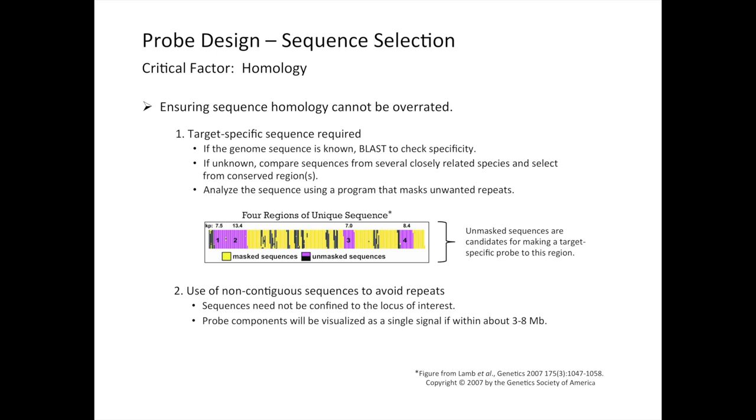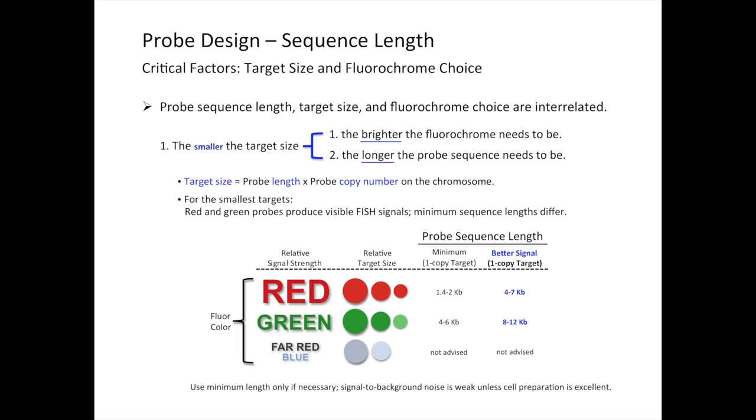To avoid repeats, or if more sequence is needed, the probe can be made by combining several non-contiguous sequences in the region of interest. Two factors come into play when deciding how long the probe sequence should be: target size and fluorochrome choice. Smaller target sizes require brighter fluorochromes and a longer probe sequence to be visible using FISH. Target size is defined as the amount of chromosome available for probe hybridization, that is, probe length times the number of copies of probe sequence on the chromosome.